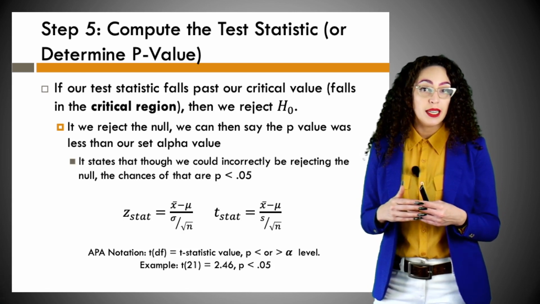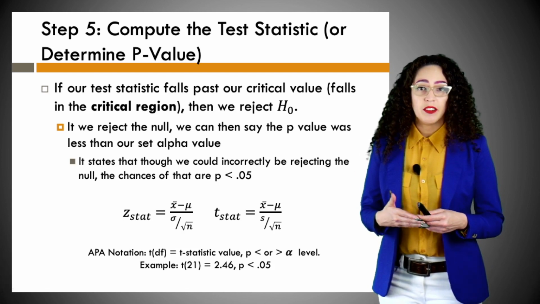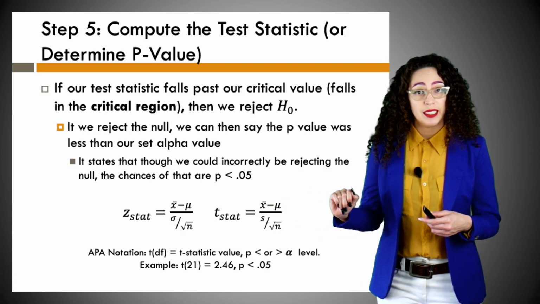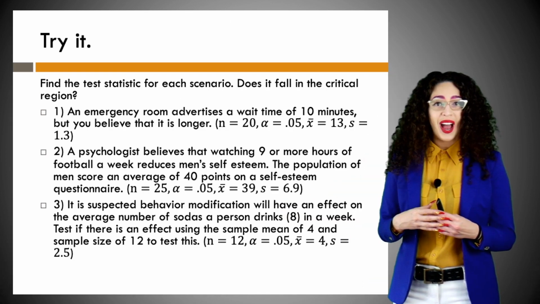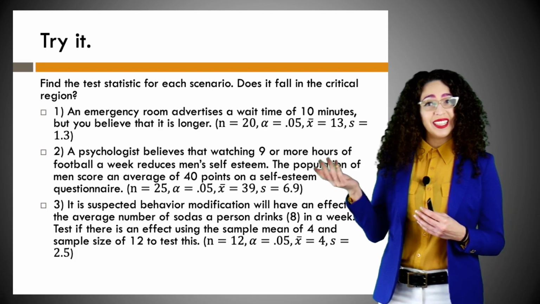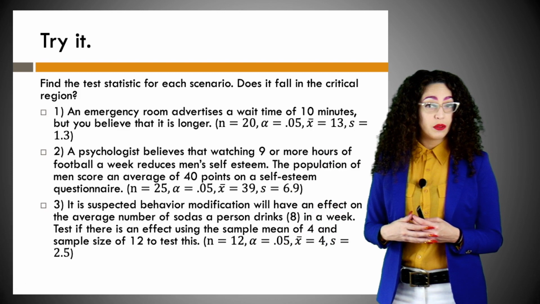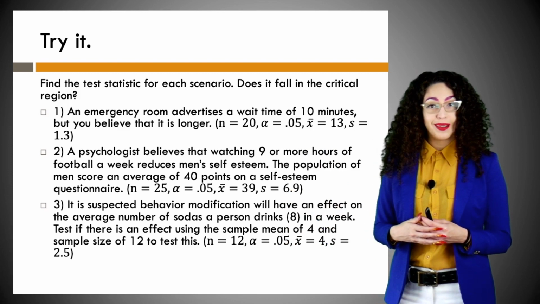than 5%. But before we can determine if we can reject that null hypothesis, we actually have to calculate the test statistic. So let's go look at that. So try it! Find the test statistic for each of the following scenarios. Does it fall within the critical region? Now pause me and go give them a go.